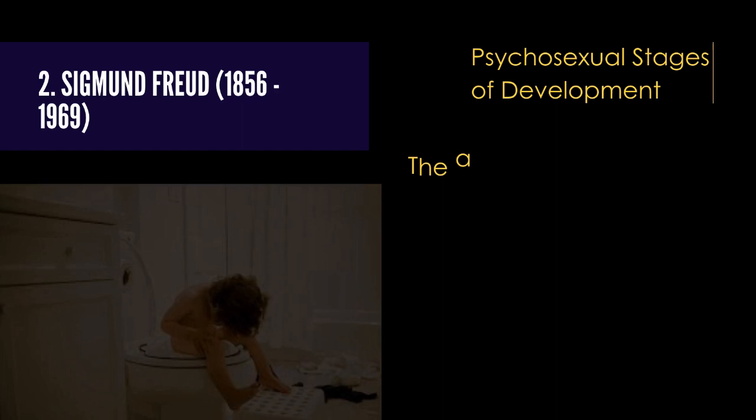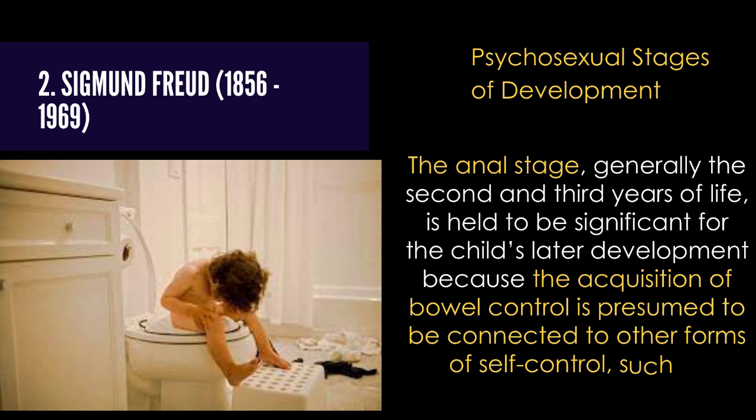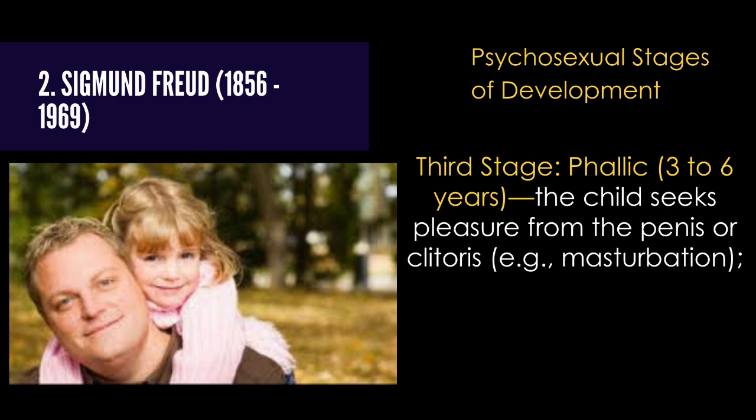The anal stage, generally the second and third years of life, is held to be significant for the child's later development because the acquisition of bowel control is presumed to be connected to other forms of self-control, such as cleanliness and orderliness. Third stage, phallic. 3 to 6 years, the child seeks pleasure from the penis or clitoris, for example, masturbation.